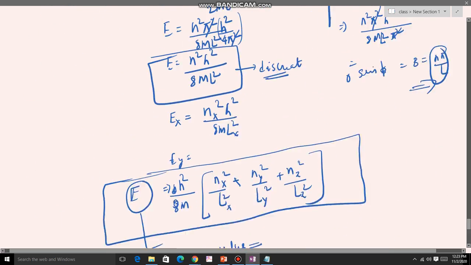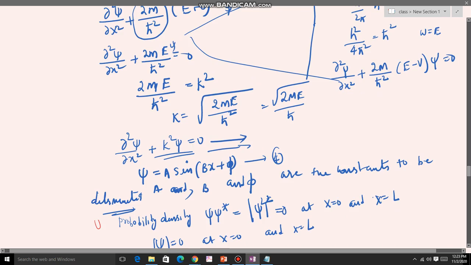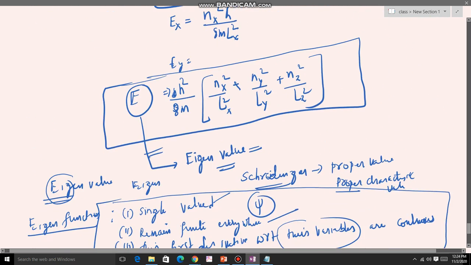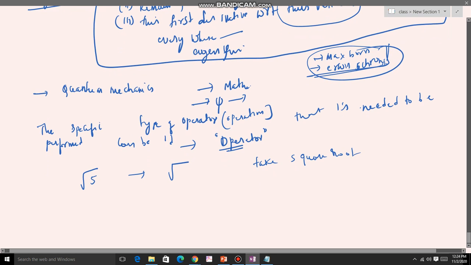Here, what is your operator? You can see the double differentiation you have, that itself is your operator. For an example, suppose you assume that root 5 is a number. What is the operator? The operator is root, and the operation is to take the square root. So this is a simple operator. But in quantum mechanics it should be a proper valued function.